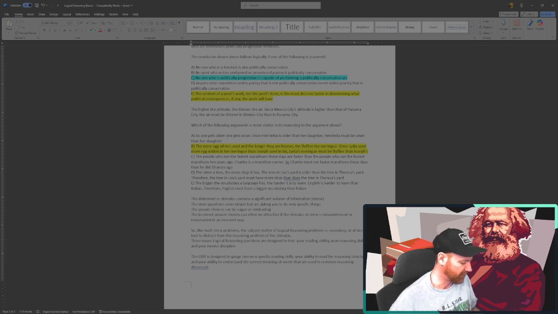That doesn't follow. I thought B was the most correct answer, but apparently B doesn't follow either. The more egg whites used and the longer they are beaten, oh, because of time. I understand now. The fluffier the meringue. Since Lydia used more egg whites in her meringue than Joseph used in his, Lydia's meringue must be fluffier than Joseph's.